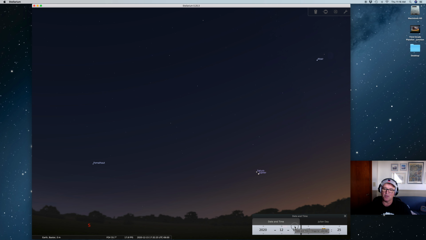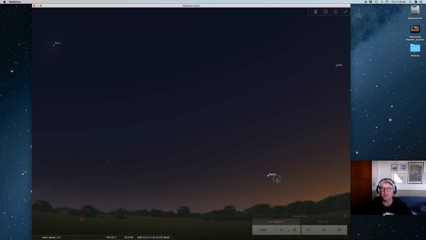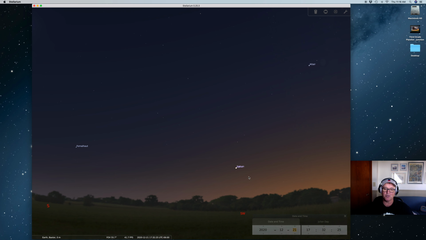Watch this. So here we go, the 16th, 17th, and you can see the moon passing by right here. Here comes the 18th, 19th. Jupiter is now moving to the left much faster, getting very close to Saturn. And on the 20th, it looks like it's almost there. On the 21st, it looks like they are almost touching.